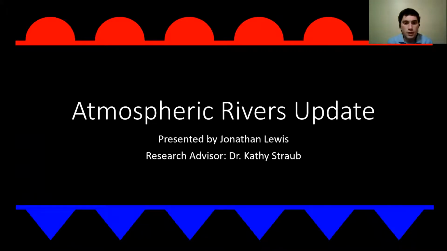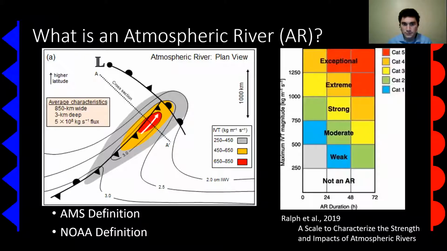Well, during this presentation, I will be giving an update on my thesis project on atmospheric rivers. So what is an atmospheric river, or an AR? It is a concentrated and narrow band of moisture moving through the atmosphere that typically brings a ton of precipitation to a particular area. The American Meteorological Society and NOAA both came out with their definitions within the last 10 years.